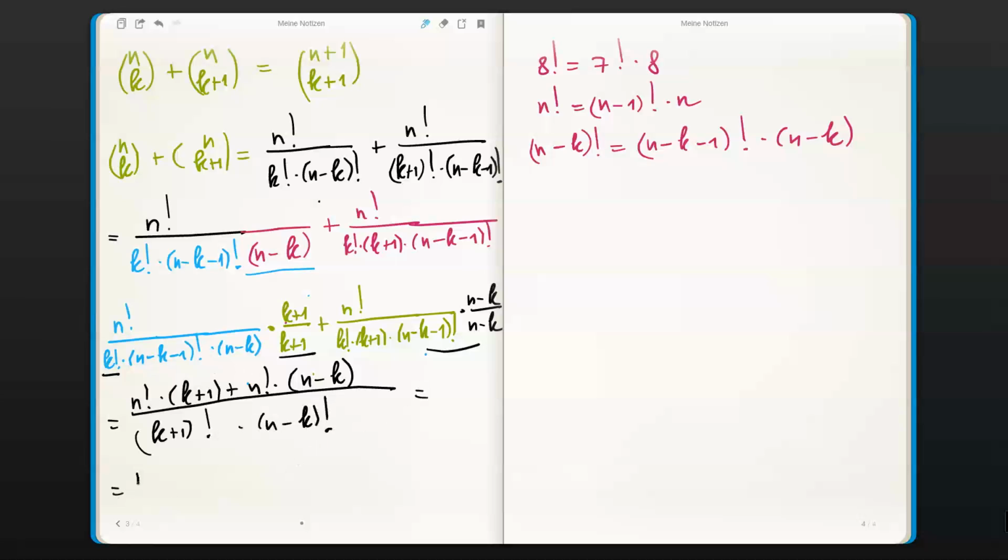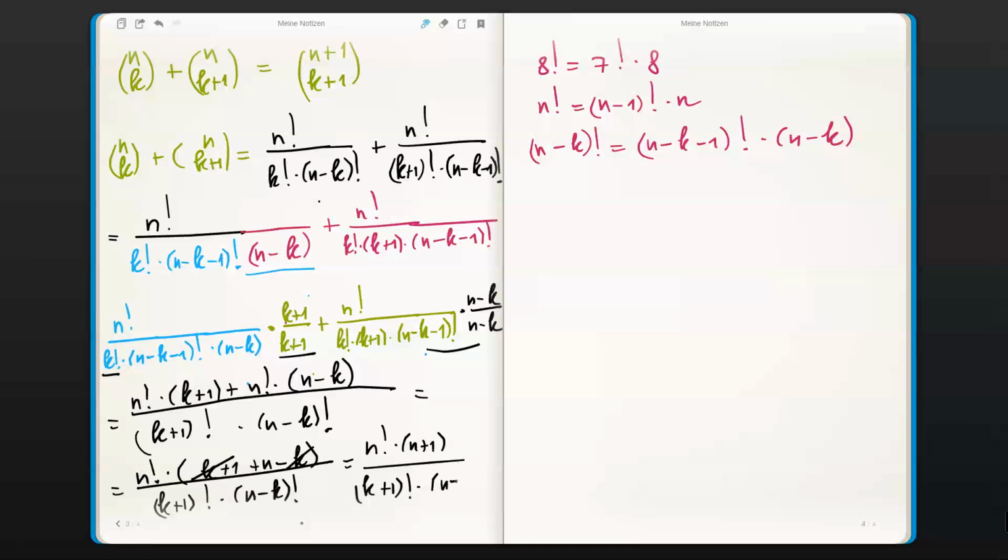Now let's take n factorial in the numerator outside of the parentheses. We would have k plus 1 plus n minus k divided over k plus 1 factorial times n minus k factorial. You see the k's are canceling, and we have n factorial times n plus 1 divided over k plus 1 factorial times n minus k factorial. In the next step, we recognize that n factorial times n plus 1 is just n plus 1 factorial in the numerator.